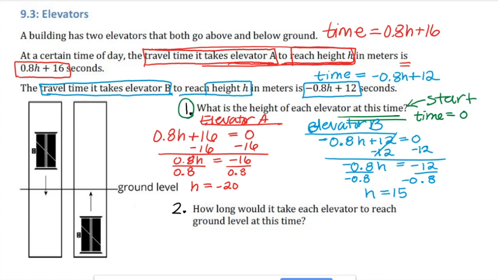So what's happening here is that for elevator A, the height is negative 20 meters at time equals 0, right? And elevator B, height is 15 meters at time equals 0. So at the beginning, as we're starting our problem, the height of elevator A is -20. The height of elevator B is 15. So take a second and see if you can figure out which of these elevators is A and which is B.